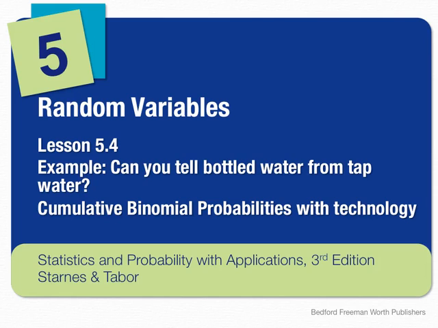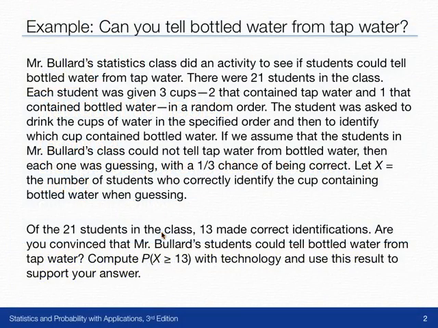In the lesson 5.4 example, can you tell bottled water from tap water? We're going to calculate binomial probabilities with technology, cumulative binomial probabilities.